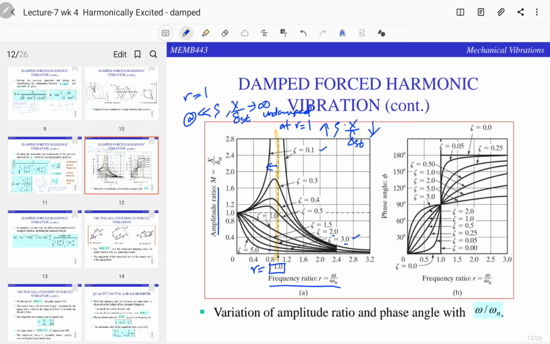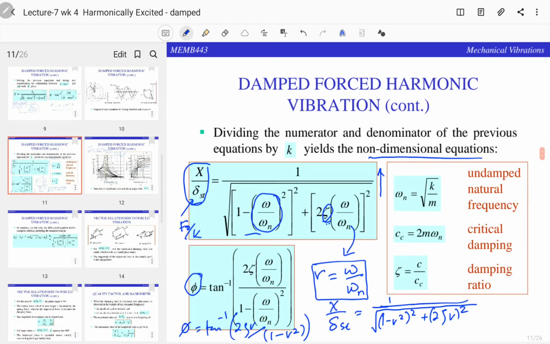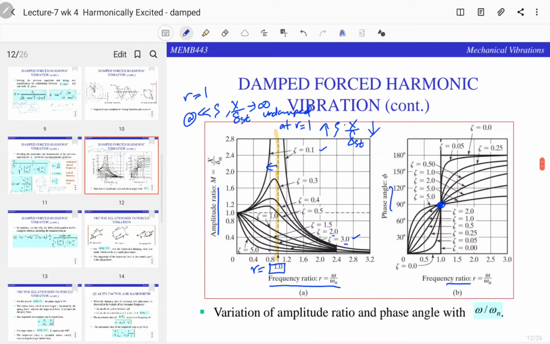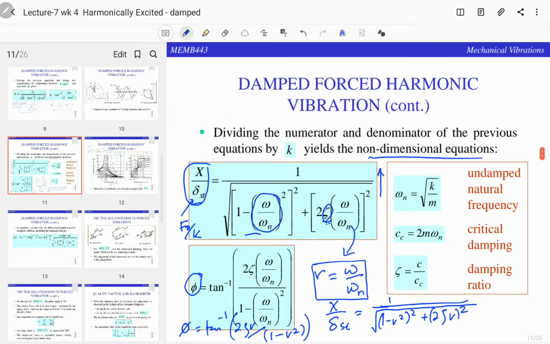So this one is the phase angle. You have the angle and also the frequency ratio. You can see that it is pivoted at r equals 1. You can also take a look at the equations: tangent inverse of infinity there. So at this angle, it is pivoted at 90 degrees.